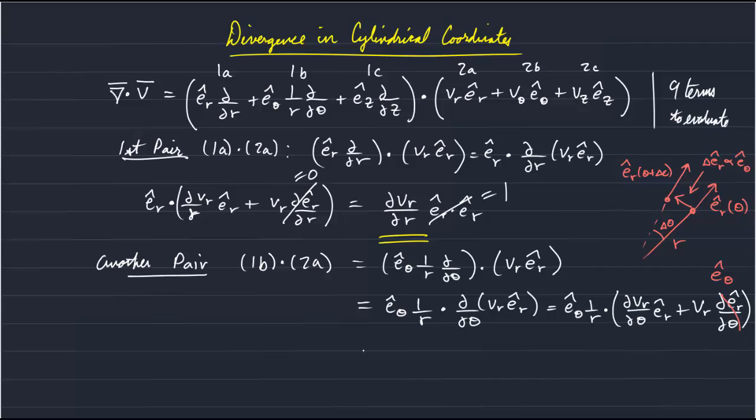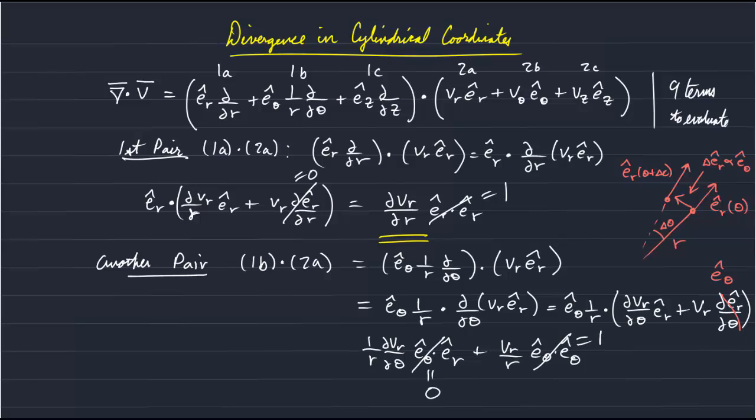So writing out this term, we have the first term is 1 over r partial Vr with respect to theta, and then we have the dot product between e hat theta and e hat r, plus Vr over r times the dot product between e hat theta with e hat theta. Since e hat theta and e hat r are orthogonal, this term is equal to 0. e hat theta is, of course, equal to itself, so this term is equal to 1.